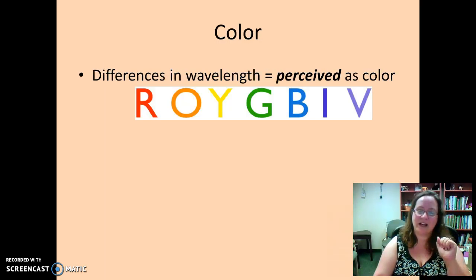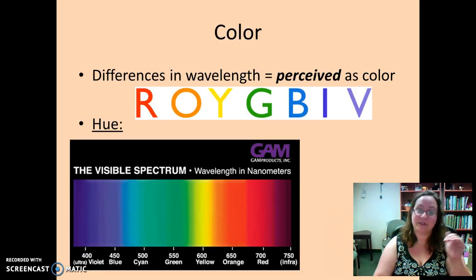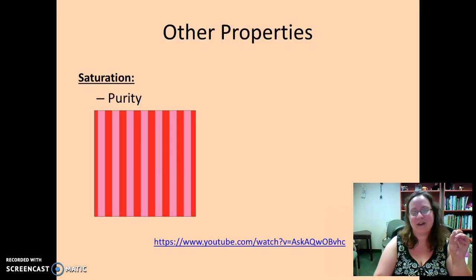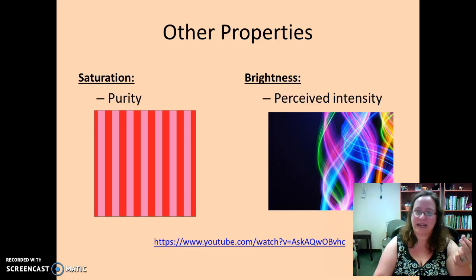The experience of color, these differences in wavelengths, we perceive them as color, so we can pick up on the hue, the wavelength differences. We can also pick up on things like saturation, so how pure is the color, how bright is the color.